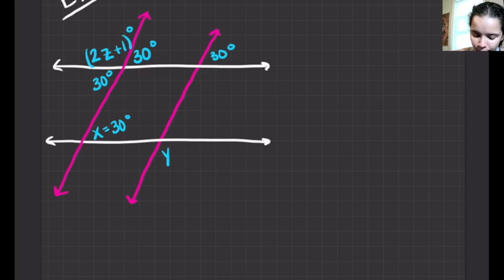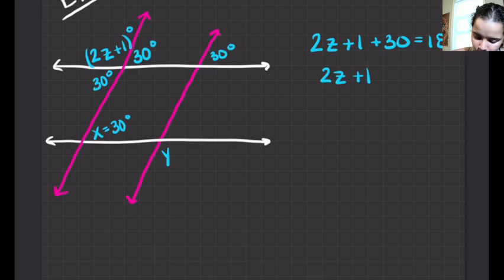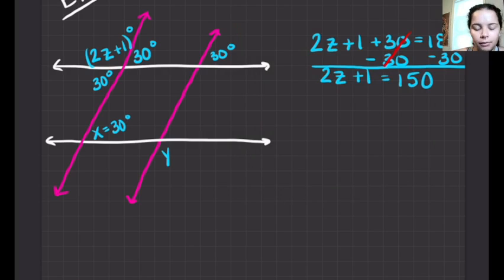And now we're kind of in the same situation where we have a linear pair. So it's kind of like example number 2. So 2z plus 1 plus 30 equals 180. And again, if you want to, you can just do 2z plus 1, subtract 30 from both sides, which is essentially what I had mentioned doing in the previous example if you wanted to do that. And you end up with 2z plus 1 equal to 150. And now from here, we just solve for z.